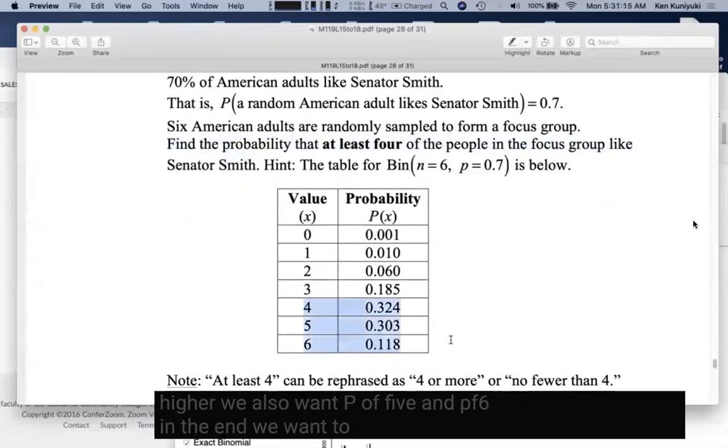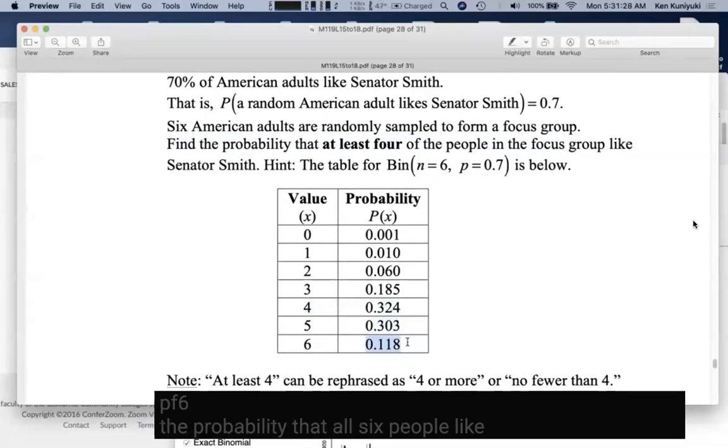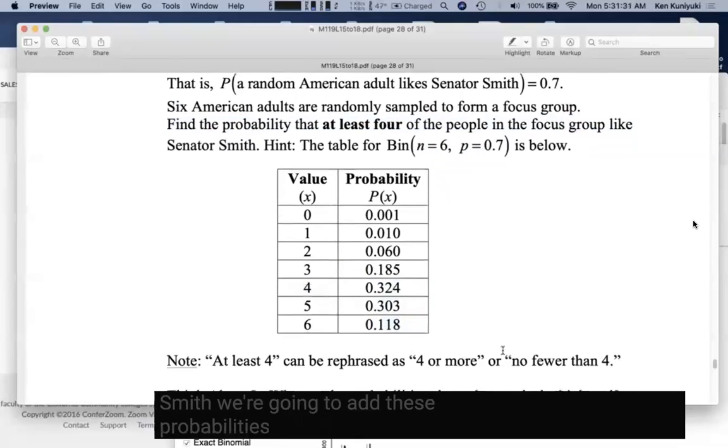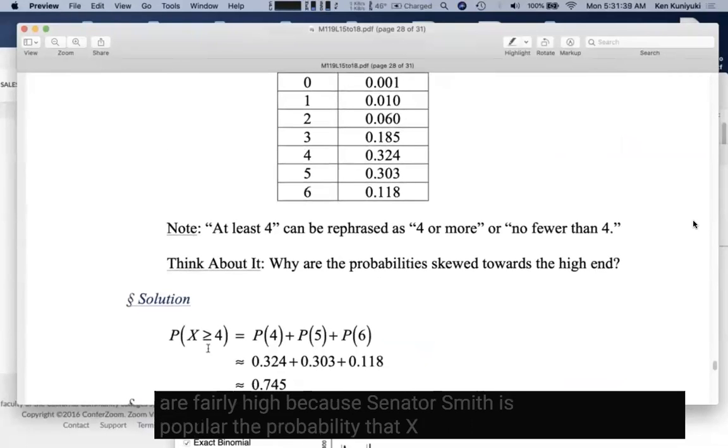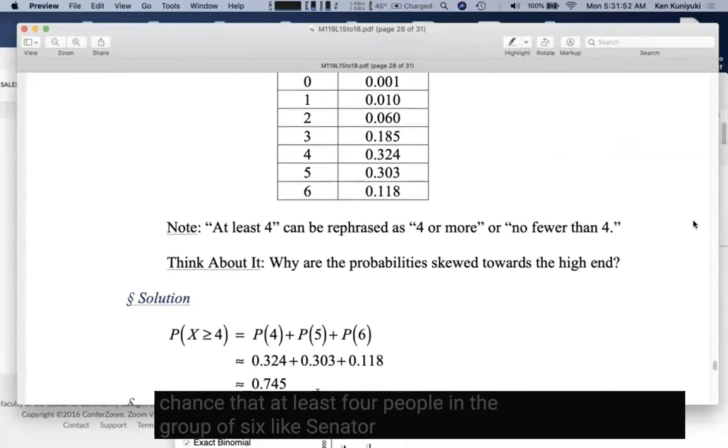In the end, we want to add P of 4, the probability of exactly 4 people liking Smith, P of 5, the probability of exactly 5 people liking Smith, and P of 6, the probability that all 6 people like Smith. We're going to add these probabilities. Again, these probabilities are fairly high because Senator Smith is popular. The probability that X is at least 4 is P of 4 plus P of 5 plus P of 6. We add up these 3 probabilities, we get 0.745. So about a 3 in 4 chance that at least 4 people in the group of 6 like Senator Smith.